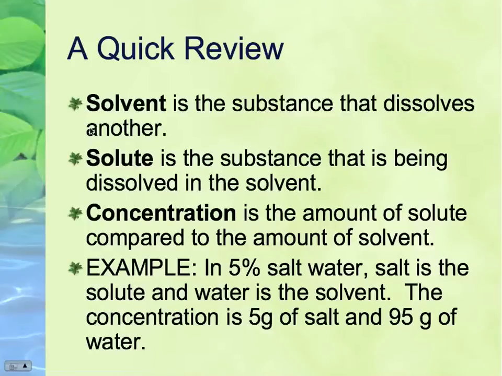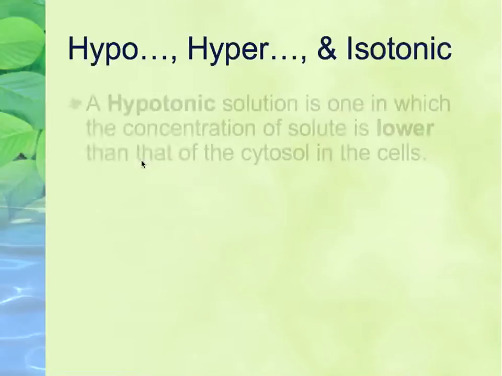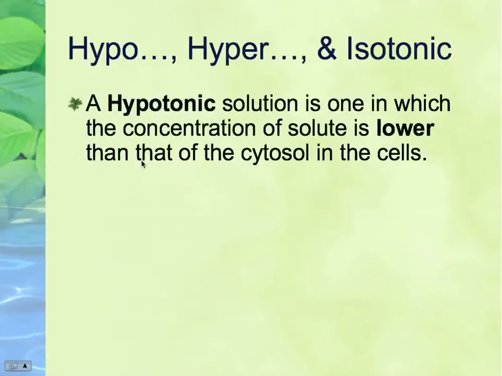All right, so why is this important? Well, let's take a look. A hypotonic solution is a solution in which the concentration of the solute is lower than the cytosol in the cell to which it's being compared. Okay? That basically means that this substance is closer to pure water than our own cells. Okay? So that means that there's less stuff in a hypotonic solution than there is in our cells.